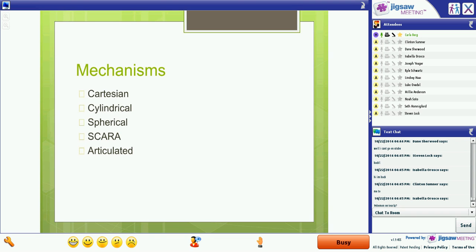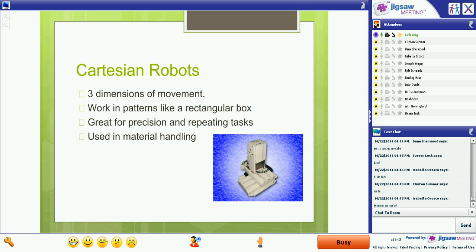There are 5 types of mechanisms. We saw examples of all 5 of these in the video we just watched. The first are Cartesian robots. Cartesian robots have 3 dimensions of movement. They can move forward and back, right and left, up and down. They work great in spaces like a rectangular box.